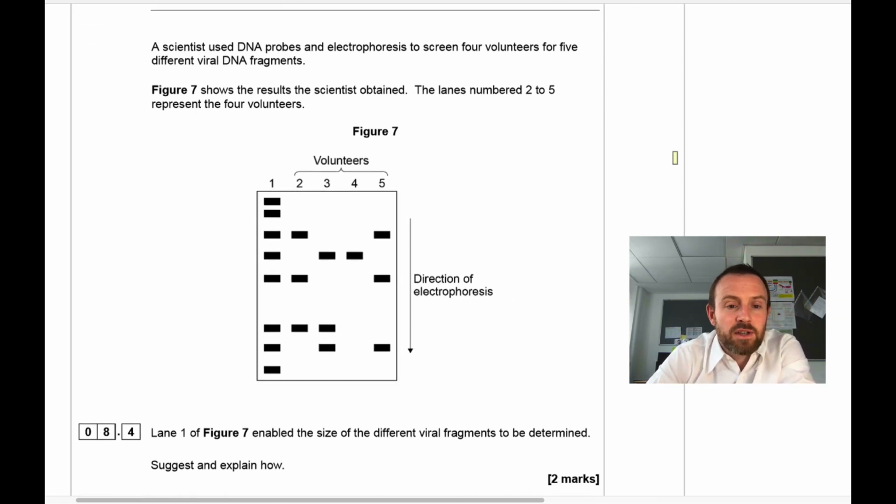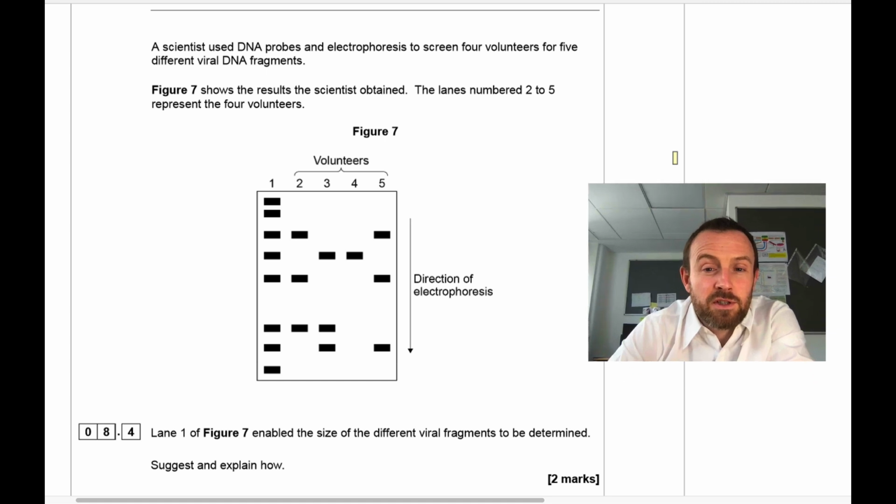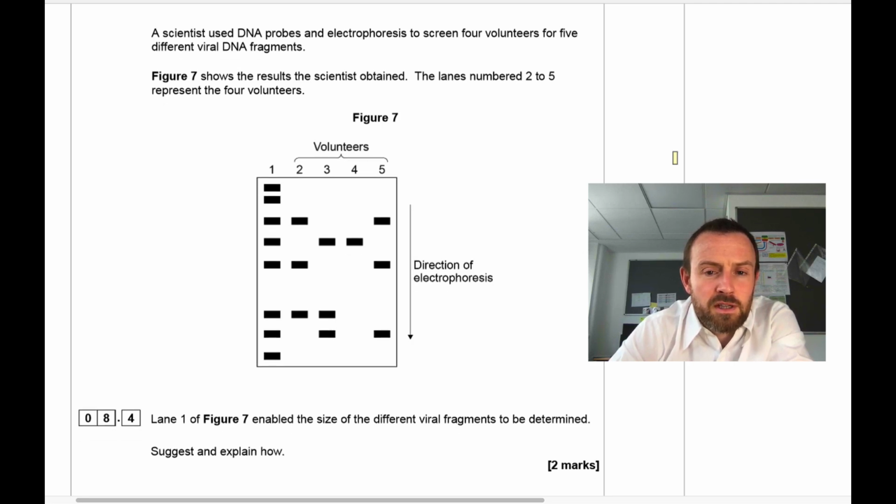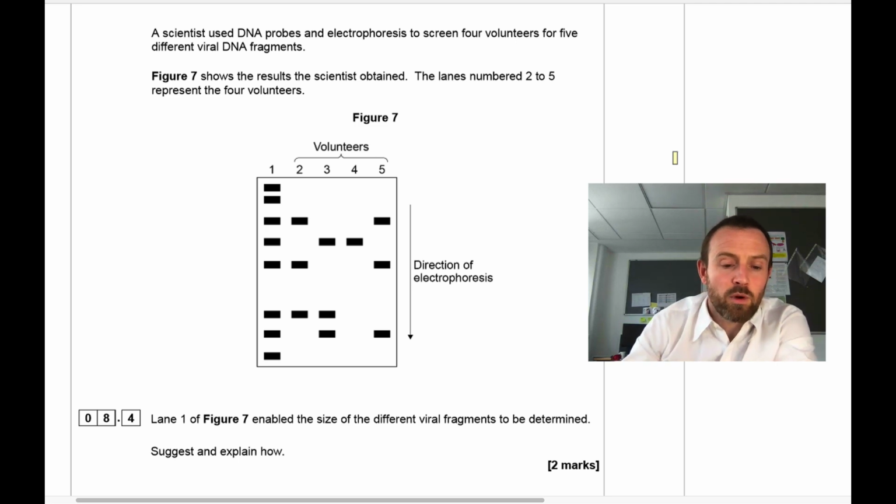A scientist used DNA probes and electrophoresis to screen 4 volunteers for 5 different viral DNA fragments. Okay. Figure 7 shows the results the scientists obtained. So we've got the 4 volunteers there. The lanes numbered 2 to 5 represent the 4 volunteers. What's lane 1? Doesn't say. Oh, lane 1 of figure 7 enabled the size of the different viral fragments to be determined.